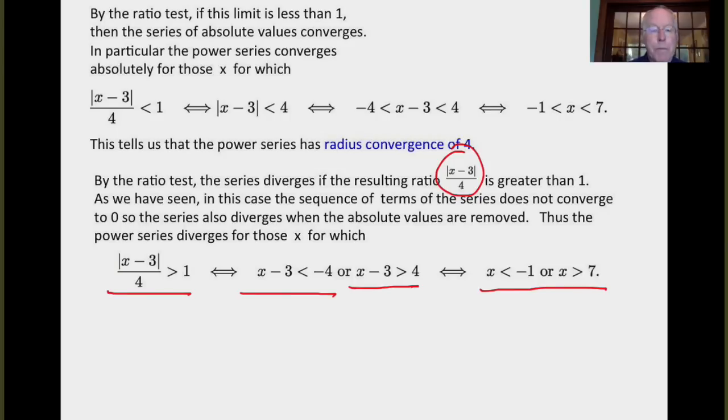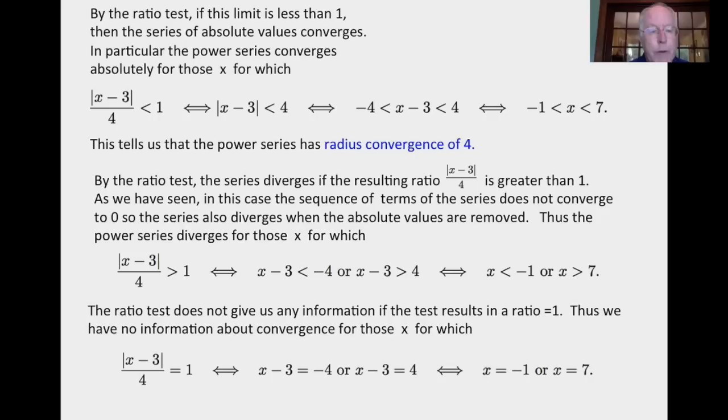Now, remember, as we discussed with the ratio test and the root test, that when a series diverges by the ratio test, it turns out that the terms of the series don't even go to 0. So in fact, such a series also diverges by the nth term test. And if we remove the absolute value signs, those terms still do not go to 0. And so even without the absolute value signs, the power series will diverge for those values of x.